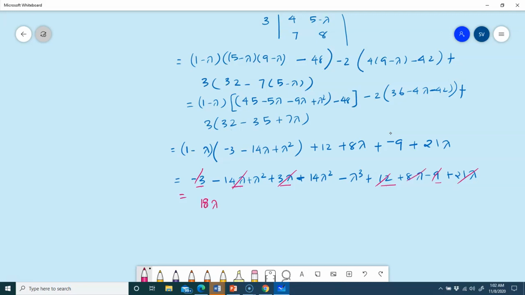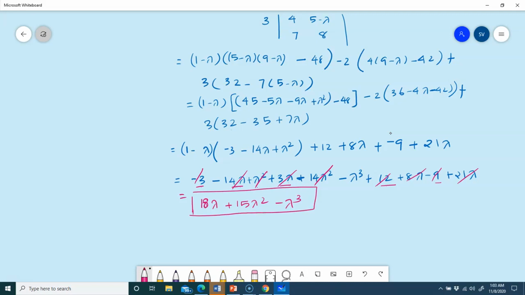Okay, we are done with lambdas, and we can go ahead with lambda square. Lambda square plus 14 lambda square is 15 lambda square, so that is plus 15 lambda square. Finally we have only lambda cube, so this is minus lambda cube. So this is the characteristic polynomial of the 3x3 matrix that we considered.